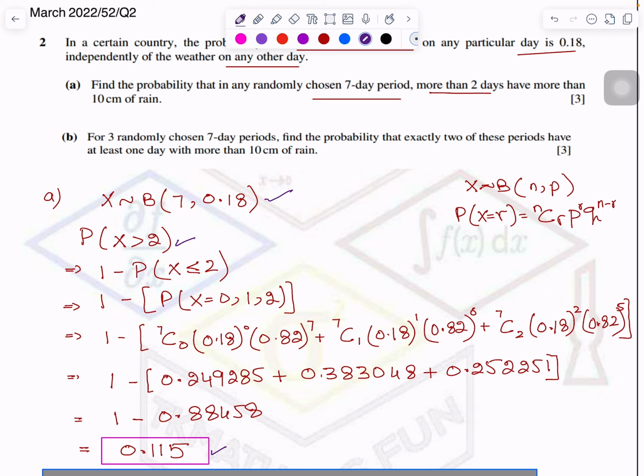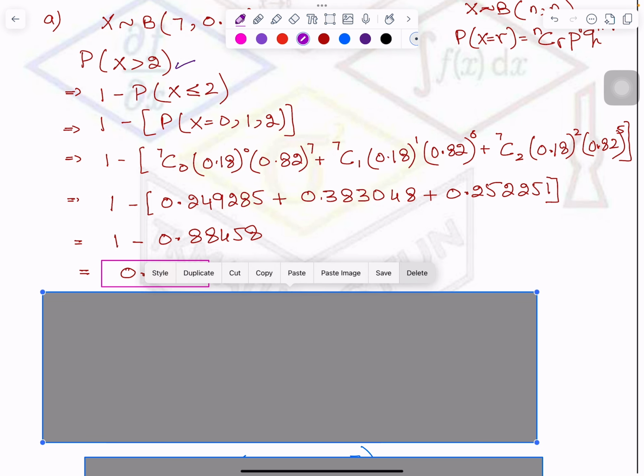Now second question is tricky. Actually this question was tricky. If you read the examiner report, you will find that many students messed up here. For 3 randomly chosen 6 days period, find the probability that exactly 2 of these periods have at least 1 day rain which is more than 10 centimeter. So this part and this part need this probability. So first of all, you will calculate the probability for at least 1 day which is more than 10 centimeter of rain in a 7-day period. So this is what is supposed to be done.